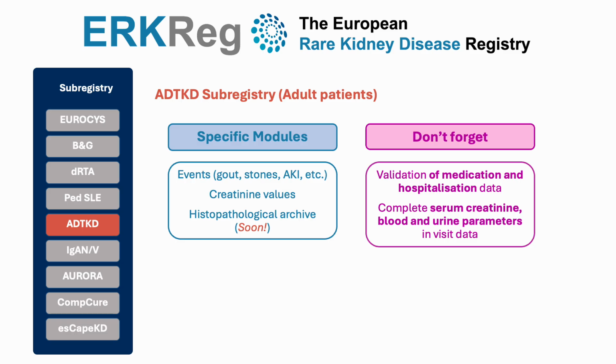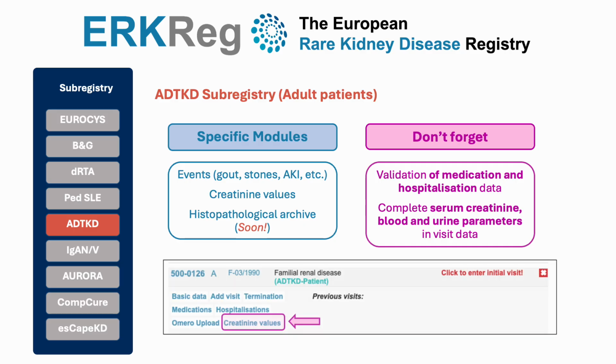The ADTKD subregistry focuses on adult patients. In addition to the shared modules, it collects specific information on clinically relevant events such as gout, kidney stones, and episodes of acute kidney injury. A dedicated creatinine values section is available to document serum creatinine measurements over time, allowing longitudinal assessment of kidney function and disease progression. Isopathological archive is also planned.